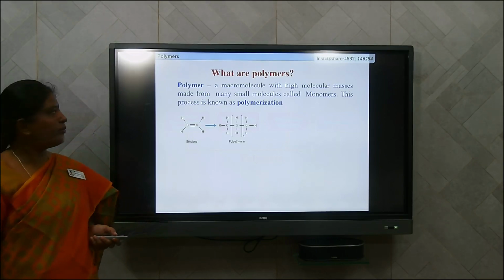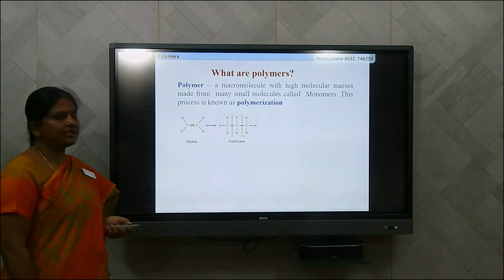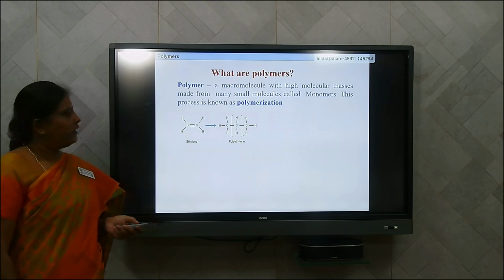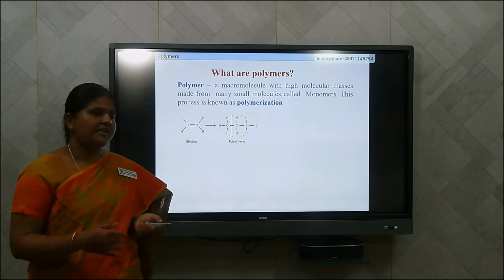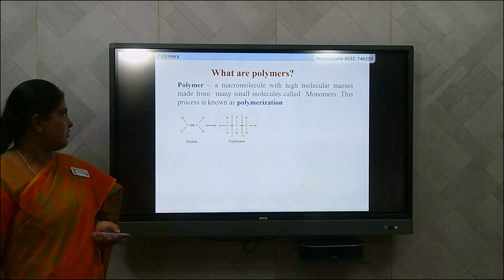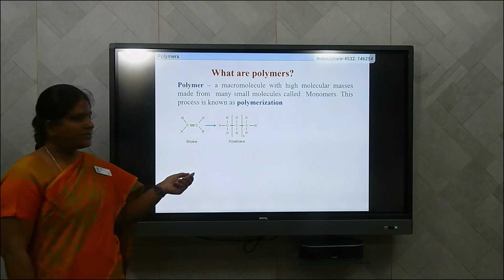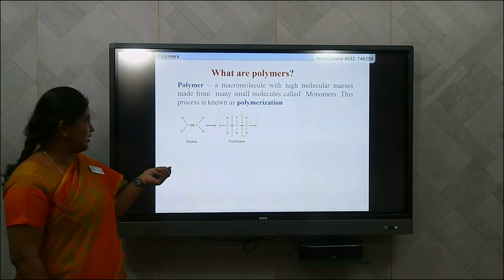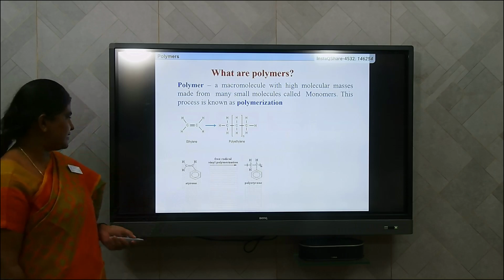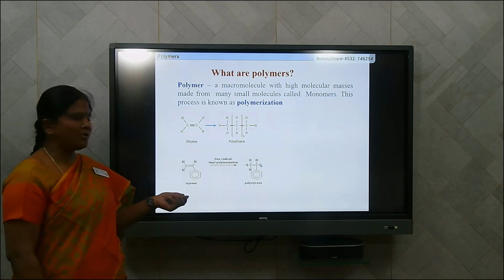Polymer is a macromolecule with high molecular masses made from many small molecules called monomers. This process is known as polymerization. Many monomers combined together to form a macromolecule is known as a polymer. For example, ethylene undergoes polymerization and forms polyethylene. Here ethylene is the monomer, polyethylene is the polymer. Another example, styrene undergoes free radical vinyl polymerization and forms polystyrene.